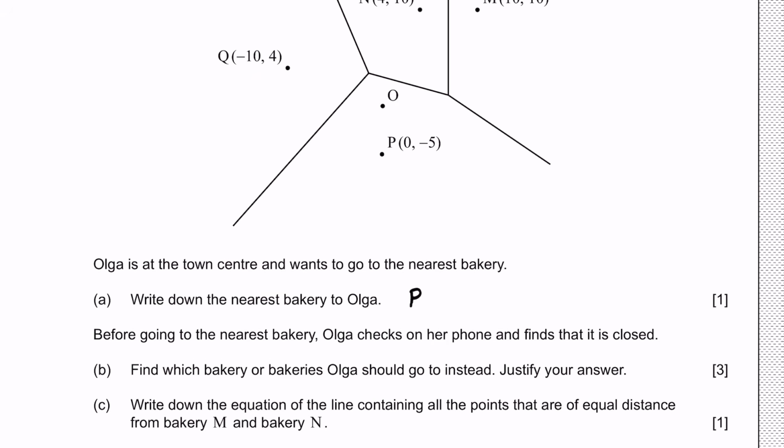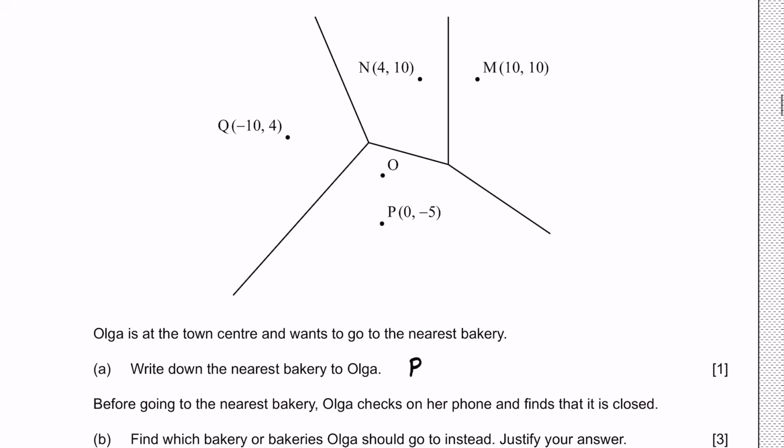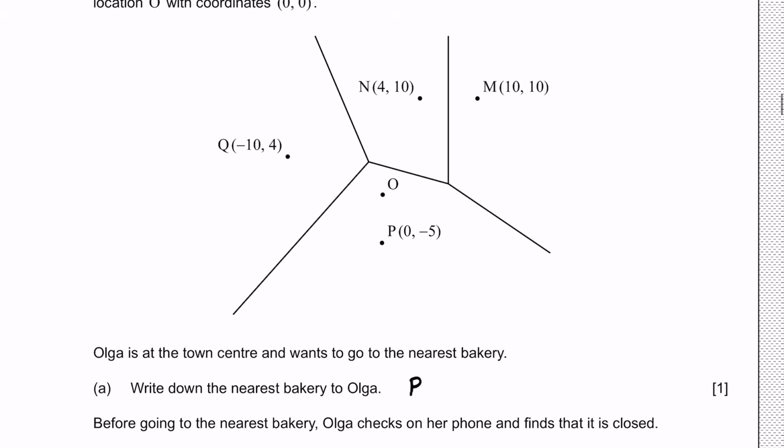Before going to the nearest bakery, Olga checks on her phone and finds that it is closed. Part B asks us to find which bakery or bakeries Olga should go to instead. Justify your answer. So 3-mark question. So here's Olga right here. P is closed. She can either go to Q, N, or M. Which one is nearest? It's actually a nice trick, I suppose, or way to work this out.